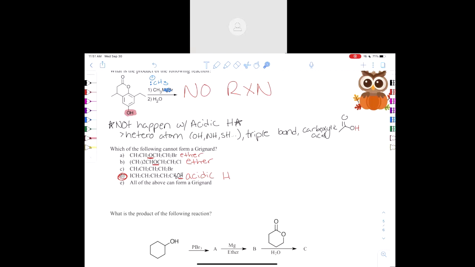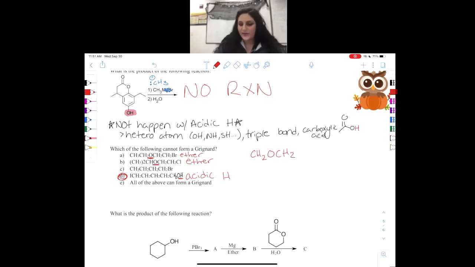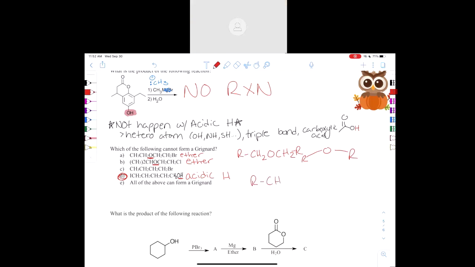Excuse me? How would I know, if there's two oxygens, if one's double bonded with carbon, like an ester, versus ethers? Great question. So let's say you have something like CH2OCH2. We know that that would be written out like that. And then obviously this would have an R group, that would have an R group, right? Versus if it was written CH.